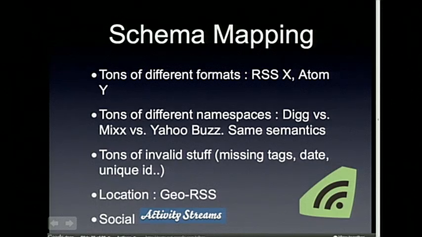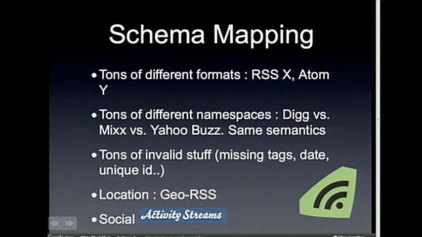The other thing is there's a ton of different namespaces out there, and some of them are very redundant. Digg, Mixx, and Yahoo Buzz have their own namespace, while the semantic is the same. It's voting on a story and the number of votes. Why would you have to have 6 different namespaces as a subscriber and implement all of them? So we just make sure that it's always easy for you to consume the data.